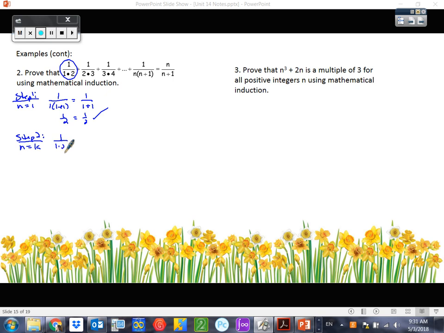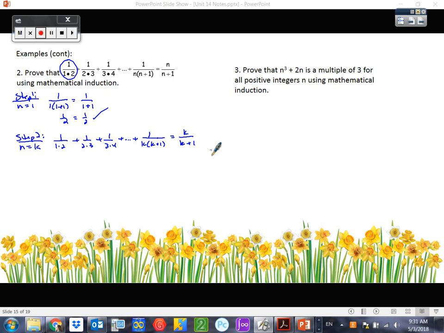1 over 1 times 2 plus 1 over 2 times 3 plus 1 over 3 times 4 plus dot dot dot plus 1 over k times k plus 1 equals k over k plus 1. Okay, that is my step 2, the n equals k step.